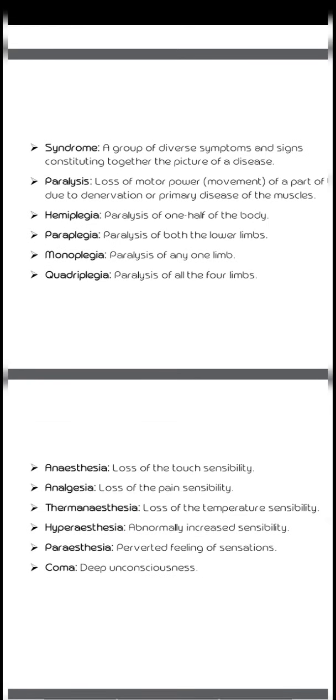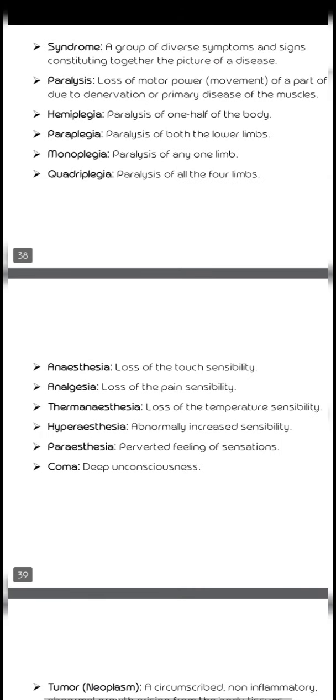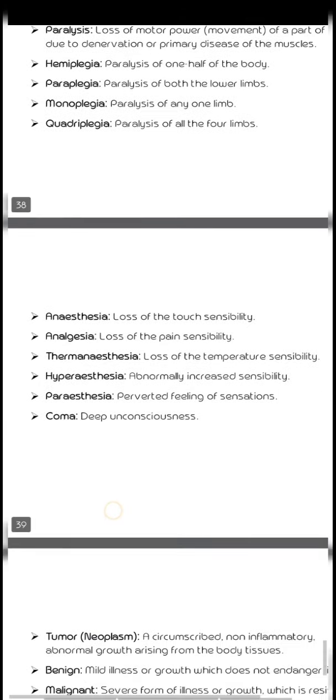It is explained here. Monoplegia is paralysis of any one limb. There are 4 limbs, 2 arms and 2 legs. Quadriplegia is paralysis of all of the limbs, 4 limbs. Okay, so hemiplegia is paralysis of half of the body, one side of the body. Paraplegia is paralysis of both lower limbs. Okay, so this is paralysis.